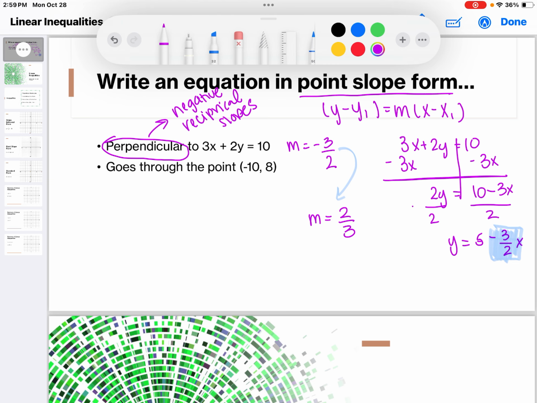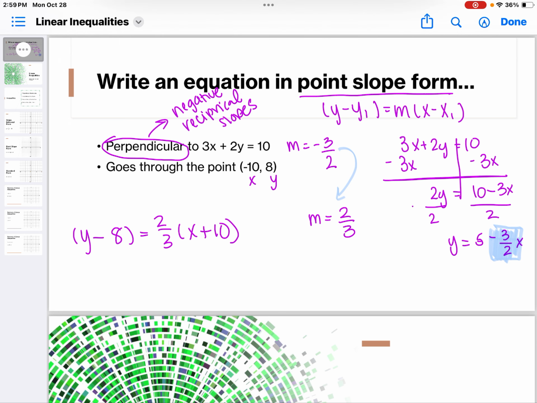Okay, so if it's in point slope form, it'll be y. Oh, but we always want to label our x and y. Y minus 8 equals 2/3 x plus 10. If you got that, give yourself a pat on the back.